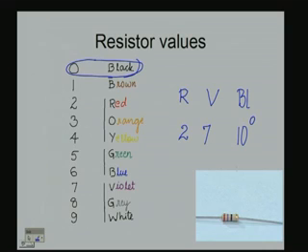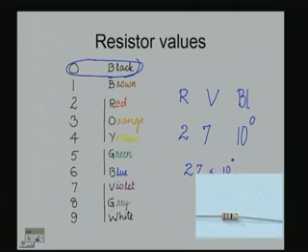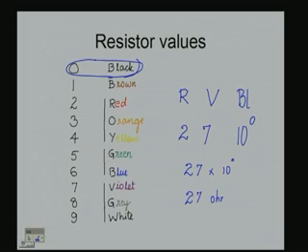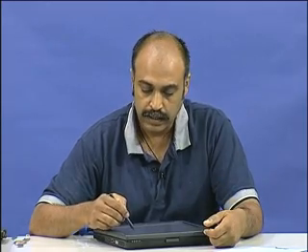So, the value of the resistor is 27 times 10 to the power of 0, which is 1, so 27 ohms, and the symbol for ohm is the Greek letter omega. Okay. So, this is how you read the value of the resistor from the color code.